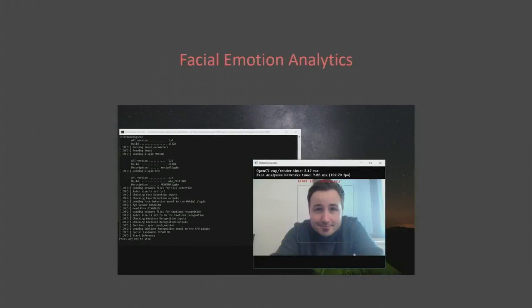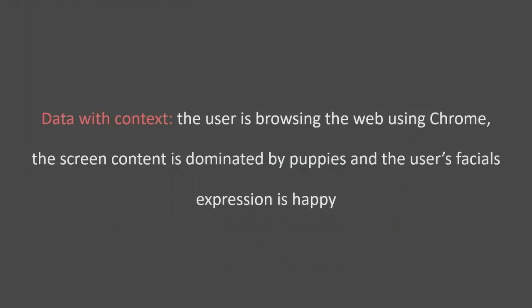as you can also mix it with something else, like if you're not too much into privacy, but of course this is running on your own computer, so it's not really a privacy issue. You can also have real-time facial emotion analytics, and then you get even more data. So imagine this use case. So this is data with context, right?